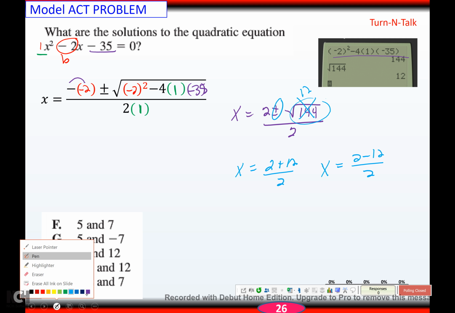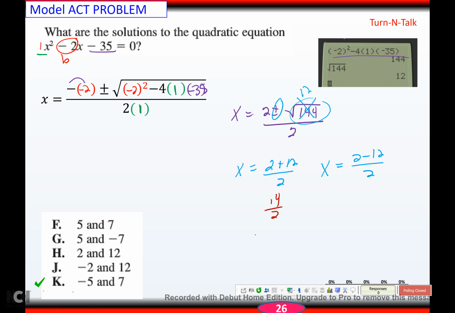So if I do the 2 plus 12, that would be 14 over 2, which gives me x equals 7. 2 minus 12 would be negative 10 over 2, which gives me x equals negative 5. And those are my two solutions.